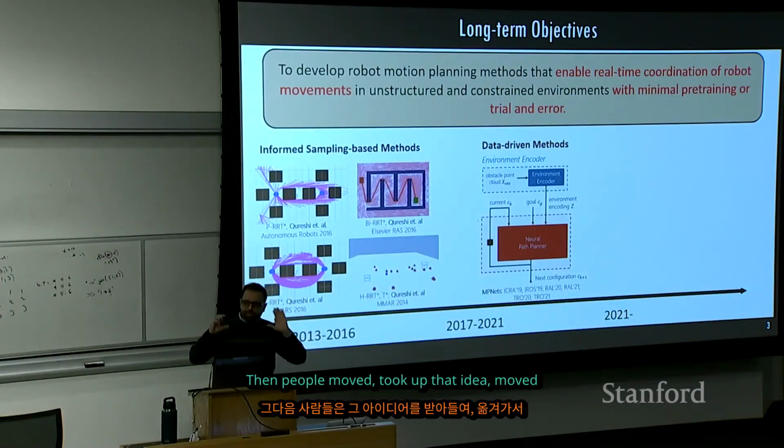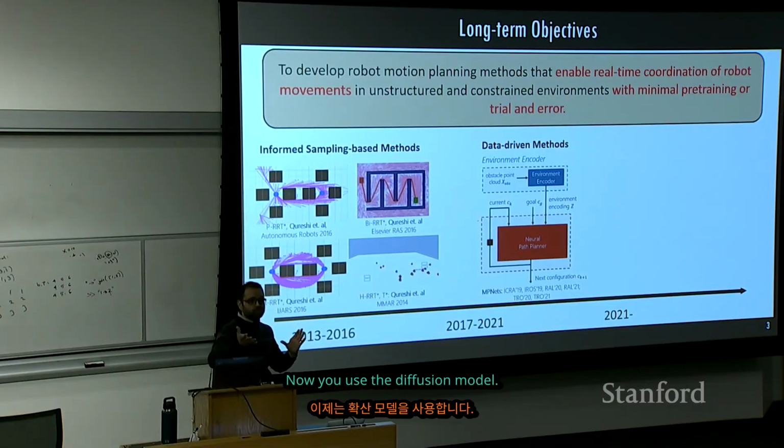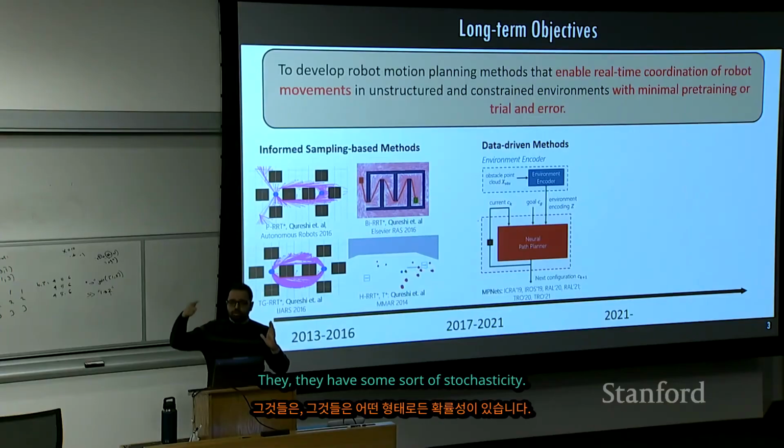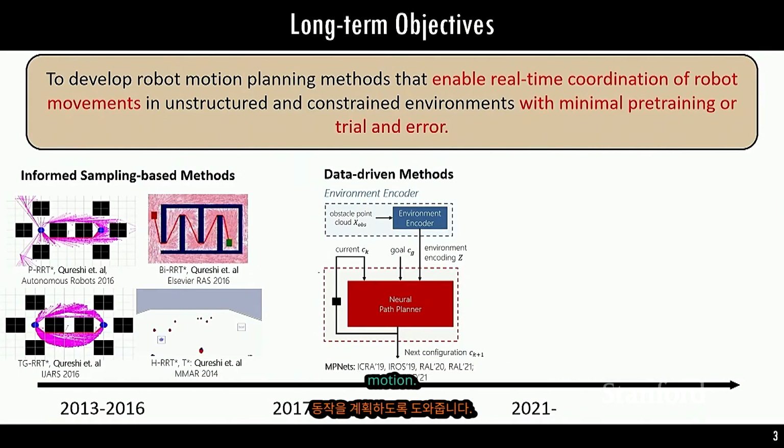Then people took up that idea and moved toward using variational autoencoders. Now you use the diffusion model. They have some sort of stochasticity. They start with some noise and then denoise it over time. So there is some sort of randomness incorporated into the process that helps these models plan motion.